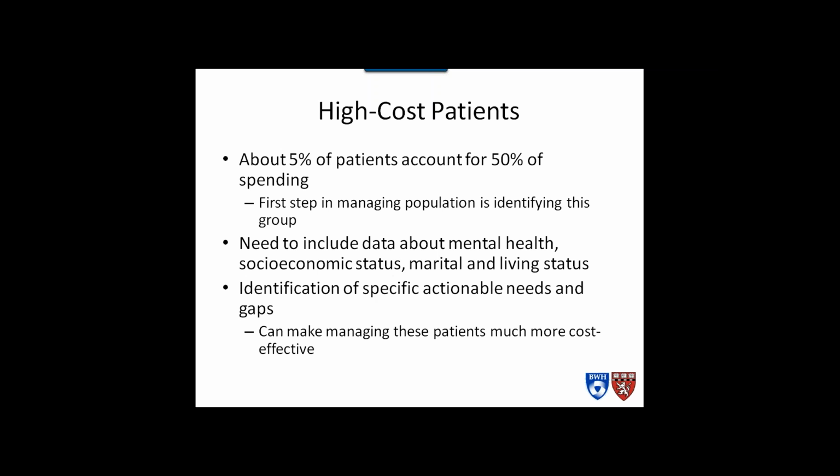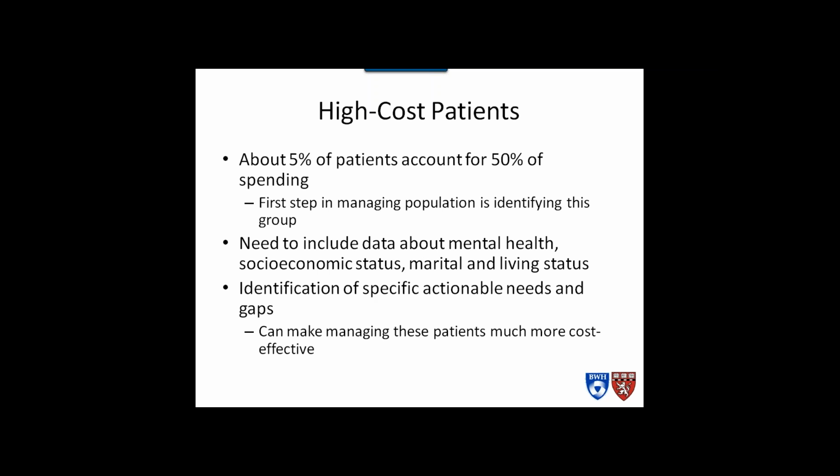So what about high-cost patients? Well, about 5% of patients account for 50% of spending in the U.S. The first step in managing this population is to identify this group. We've been doing that for some time at Partners. But what you then need to do is to manage them more effectively. And it turns out that many of the reasons that people end up having high levels of expenses is that they have issues in addition to their health issues.